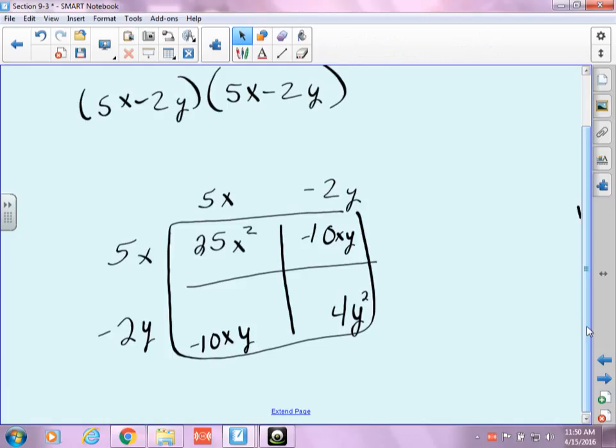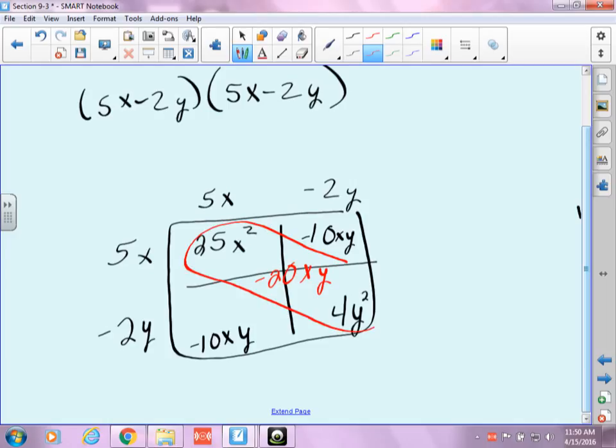Now you're going to notice that I have a middle term, don't I? But don't freak out by it. What's negative 10 and negative 10? Negative 20xy. That's right, negative 20xy. So here's my answer. So it looks really spooky, but it's not.